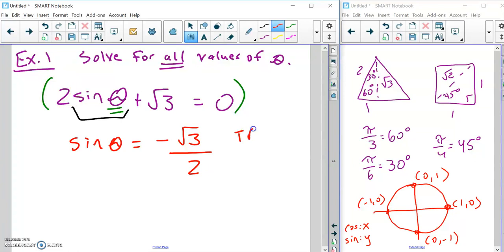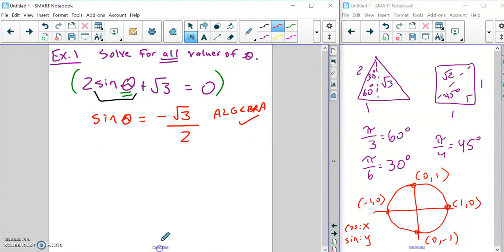So this is the trig part, or I'm sorry, this is the algebraic part. Algebra, we have now finished the algebra part. We got the trigonometric part by itself. Next up, we're going to switch gears and we're going to start talking about trigonometry. So from here, what we need to figure out is what values of theta are going to create a sine ratio of negative root 3 over 2, okay?